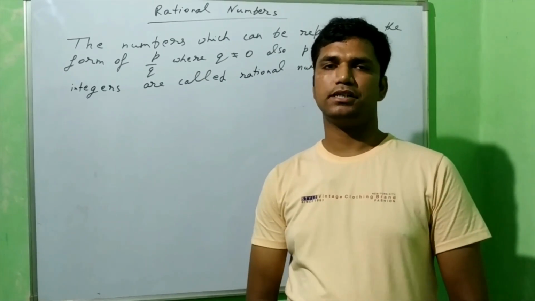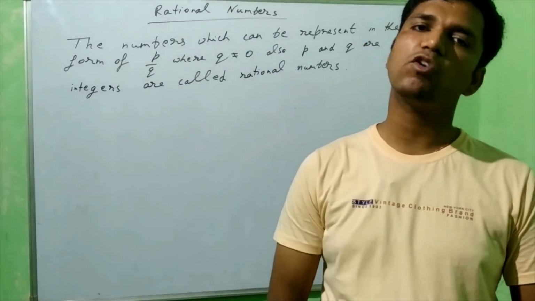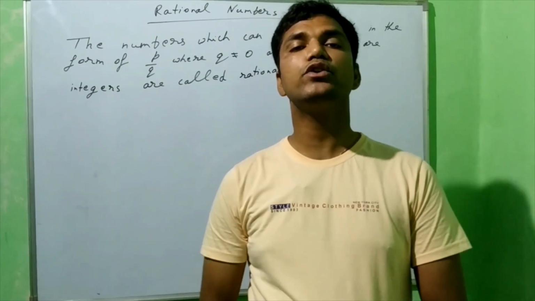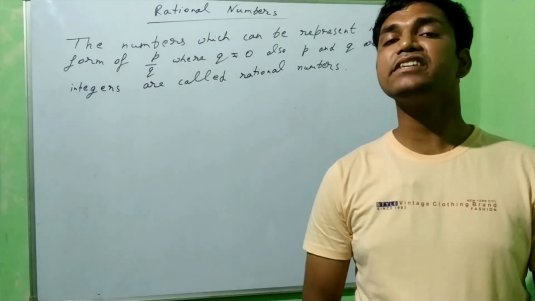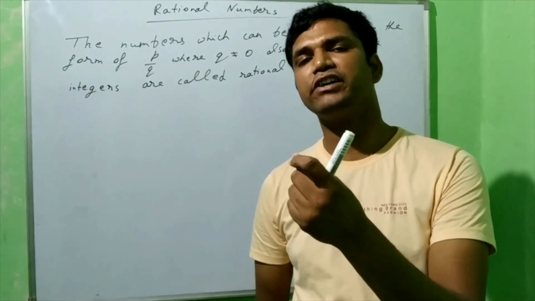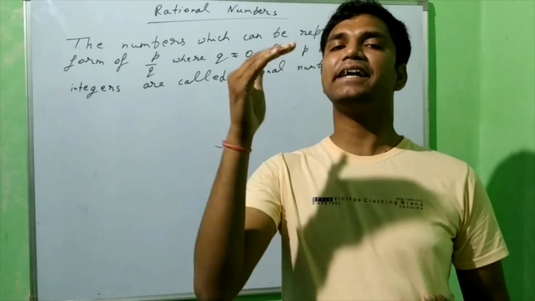Today I am going to discuss rational numbers. What are rational numbers? The number which can be represented in the form of P upon Q, where Q is not equal to 0 and P and Q both are integers. The integers may be negative, positive, or 0, except the denominator.